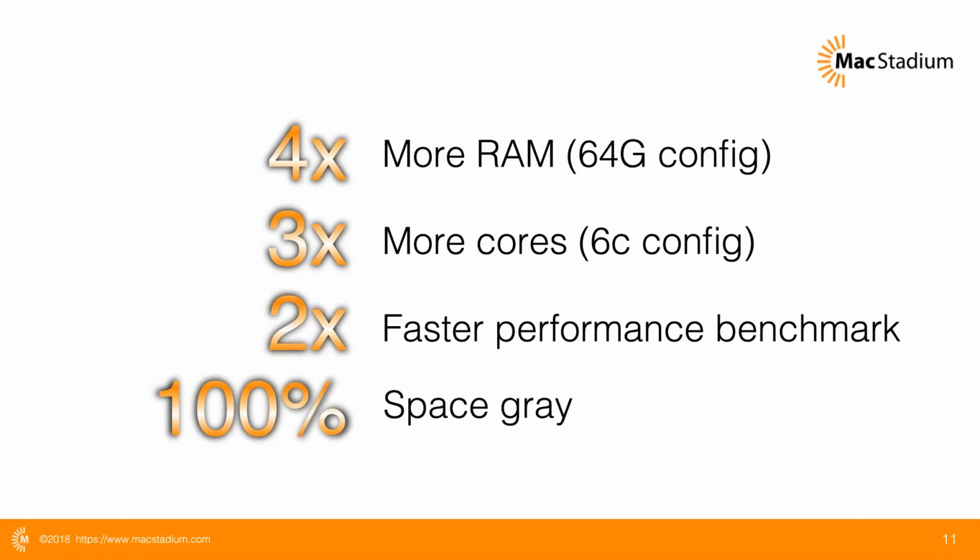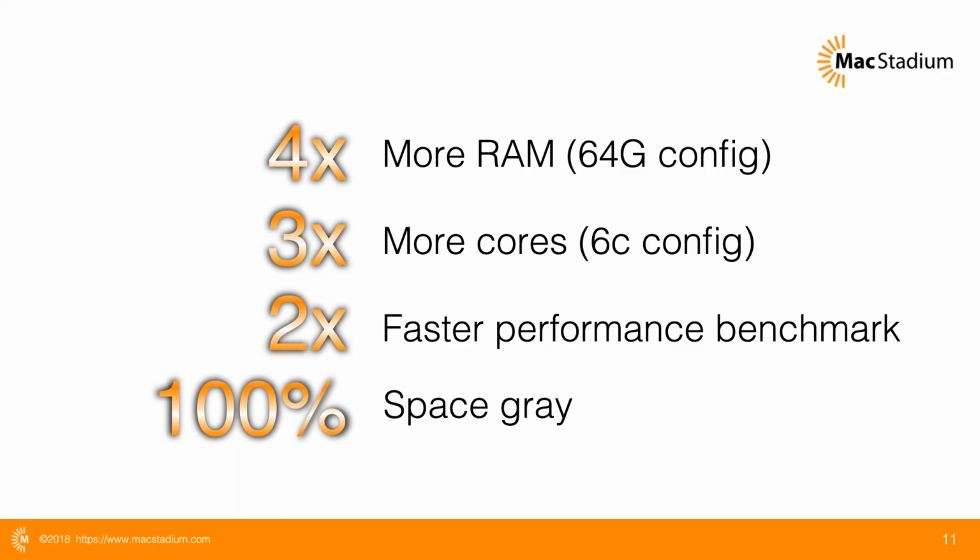So what do you actually get in the new Mac Mini? Well, you get 4 times more RAM, so it's got up to a 64 gig configuration. You've got 3 more cores than the Mini that was available in 2012, with a 6-core configuration being the max core count. And that's great for apps that have parallelization, or if you're going to actually run virtual machines on the Mac Mini and you want the ability to run multiple VMs on a single machine.